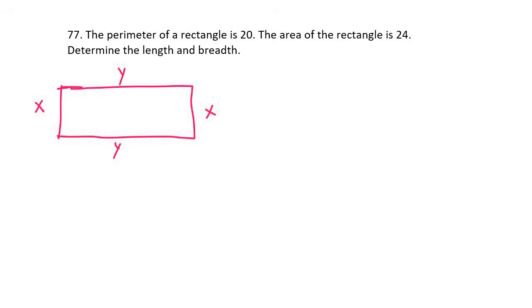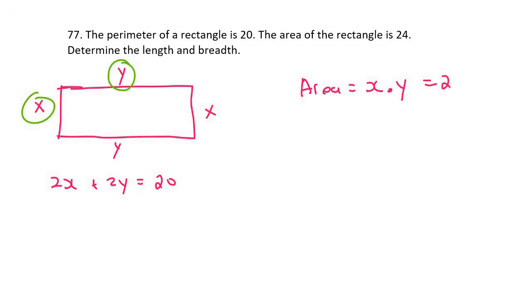Now the perimeter is when you add everything together. So I would say that when you plus them together, 2x plus 2y should give me 20. Then it tells us that the area is 24. Now the area would be x times y. So the area would be x multiplied by y, but they've told us that that is 24. And there we go, guys.